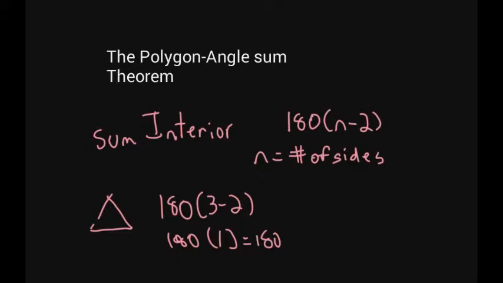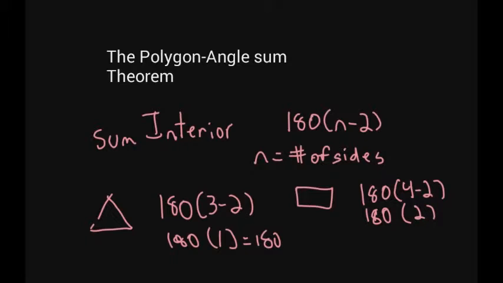So let's try a rectangle. We know that has 360. So put it in the formula, 180 times 4 minus 2. 4 minus 2 is 2, times 180 equals 360. So I used 2 examples there that we already knew the answer to, just to prove that the formula works. So let's try a couple that we don't know.